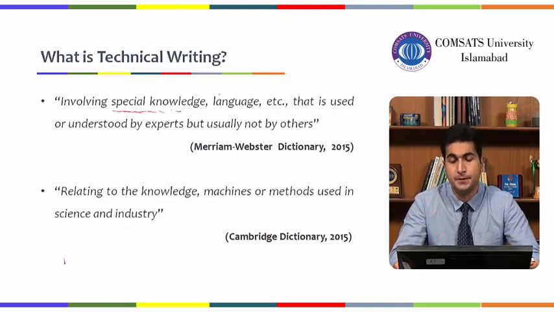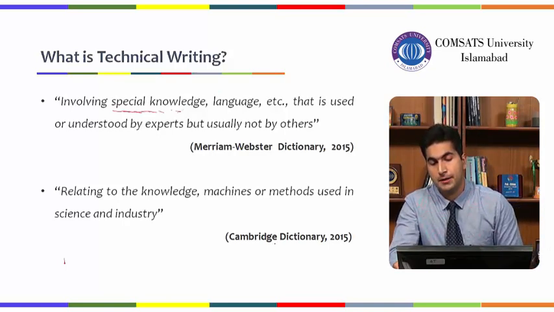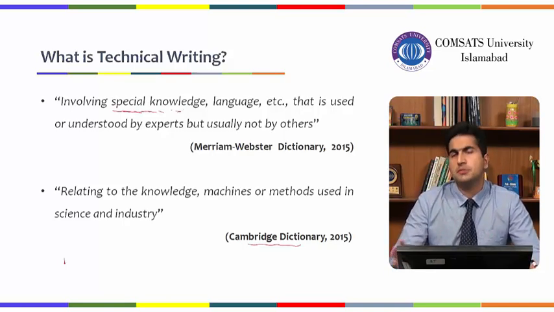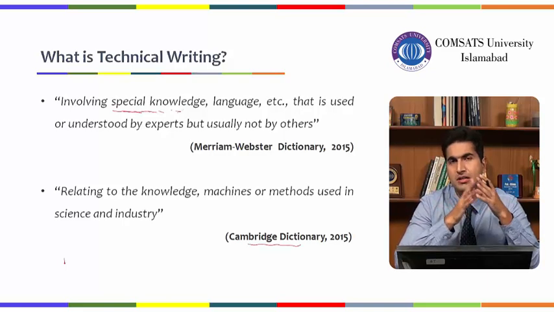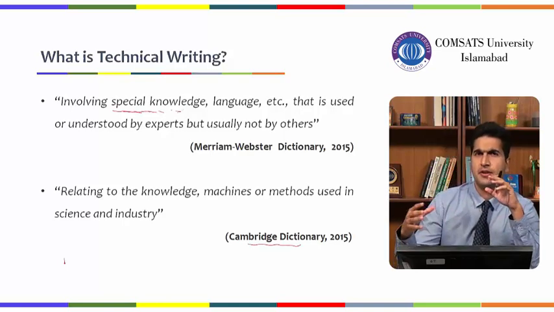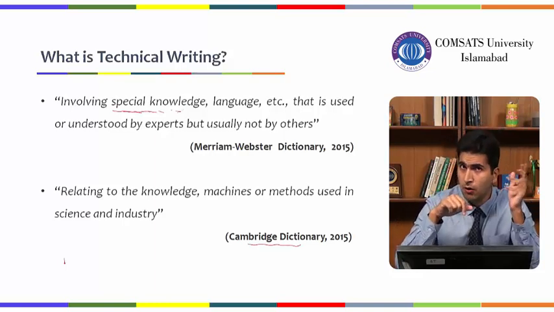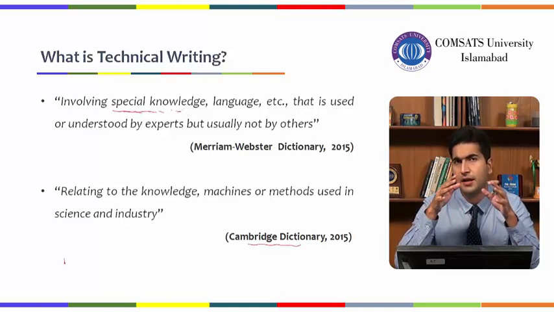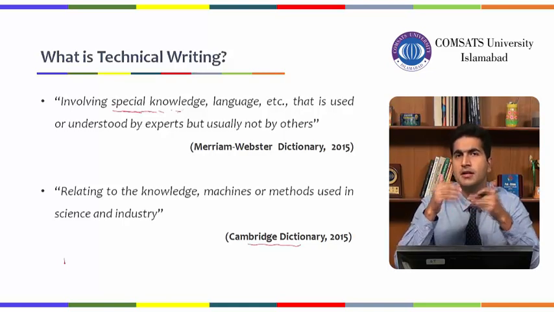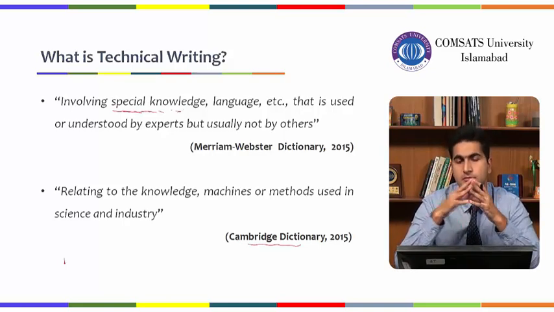If we move ahead and look into the definition provided by Cambridge Dictionary, it's relating to the knowledge, machines, or methods used in science and the industry. So the first one was a bit more general definition, giving you an idea what technical writing generally is. And the second definition is trying to make it more specific for you to understand what it basically deals with. Now just think of the point I told you earlier, that if you look at these two words, technical writing, it will make a general sense that it's a form of writing which is technical or related to something technical or technology.